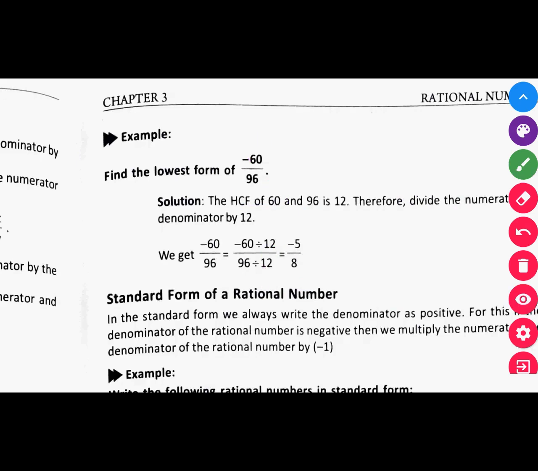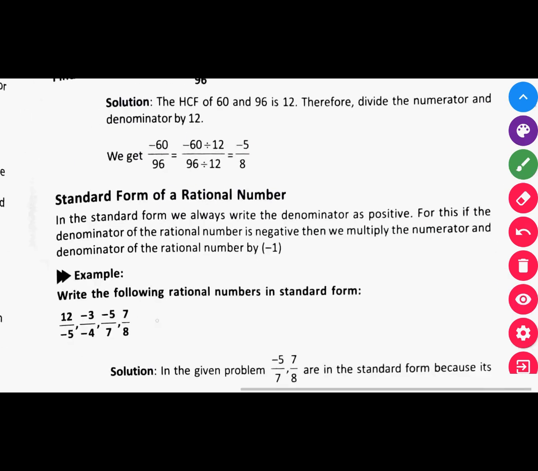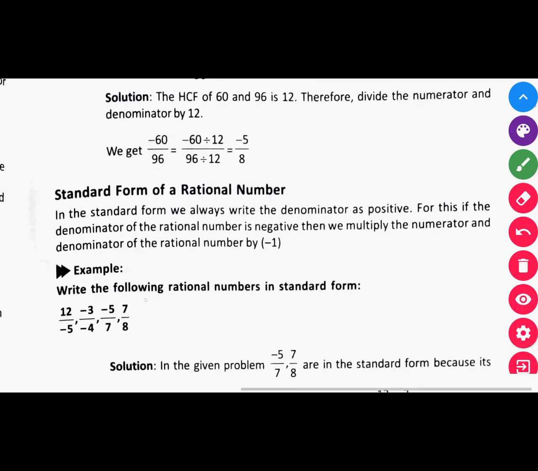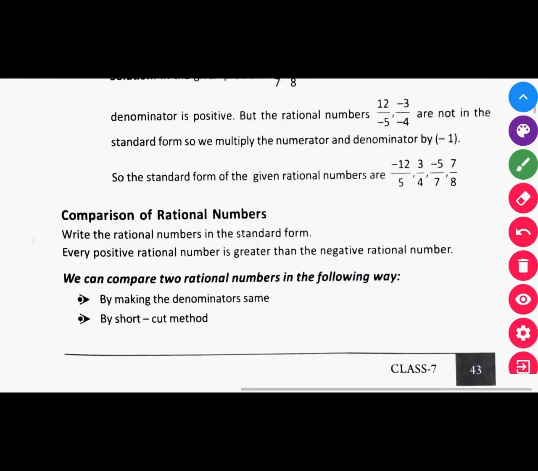Okay. Now what is meant by the standard form of the rational number? In the standard form, we always write the denominator as positive. For this, if the denominator of a rational number is negative, then we multiply it by minus 1. So we get the positive denominator. So it is known as the standard form of the rational number. The denominator should be positive. The numerator may or may not be positive, but the denominator should always be positive in the standard form of the rational number.